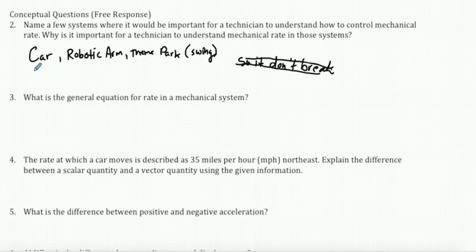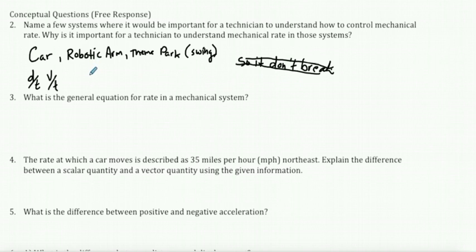So when you give explanations for how these systems involve mechanical rate, think about the equations. So the car could be distance over time, or it could be velocity over time, where we're looking at a velocity or acceleration. So how far it went over how much time it took to get there. So they want to understand how fast a car goes from 0 to 60 and why it goes as fast as it does.